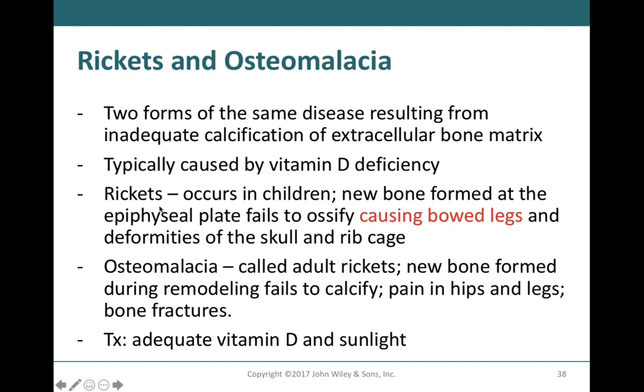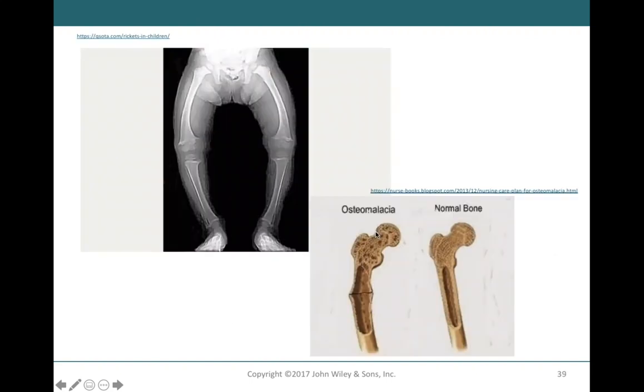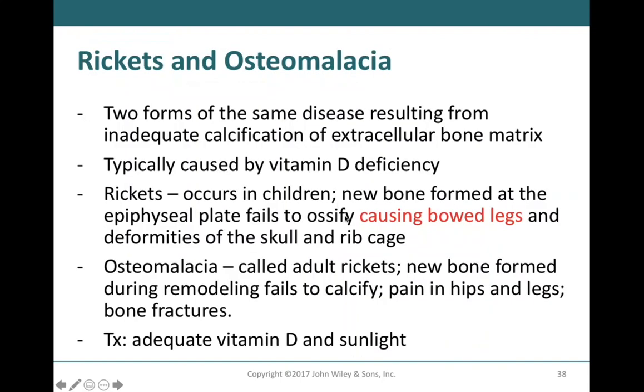So rickets is the condition that we will often find in children. And it's very characteristic of rickets to see bowed legs. And I'll show you these on these slides. These are going to be bowed legs. This is a very characteristic symptom of rickets. These bowed legs are caused by the inadequate calcification of the growth plate. So these bones sort of grow in this curved manner. We'll also have other deformities that can occur with other bones, but this is one of the major characteristics that we'll see with rickets.